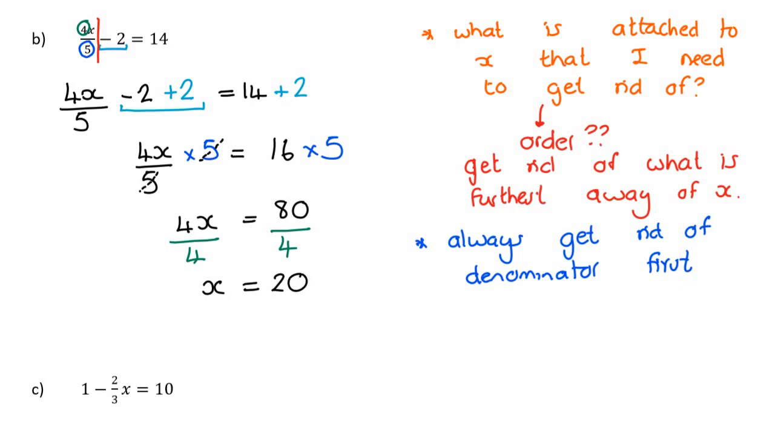So this example was trying to show us, identify the 3 things that you need to get rid of, and then do it one at a time. Always start by everything that's not in the same term as x. I always think of it as everything furthest away from x, and then always get rid of denominators, simply because it makes your life easier.